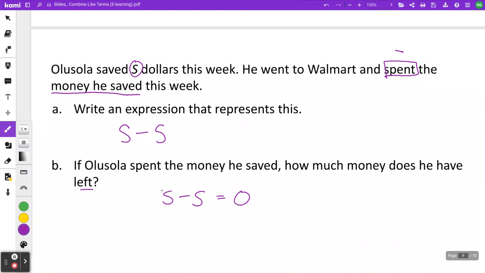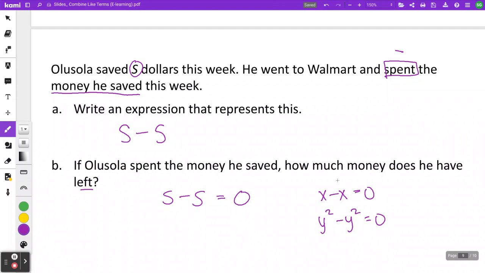This idea that S minus S equals 0 is going to be really important when it comes to combining like terms. And it's true for so much more than just S minus S. It's true for other variables, like x minus x, that would also equal 0. It's true when exponents are involved. If I had something like y squared minus y squared, that would equal 0. It's true anytime you're subtracting the same thing.